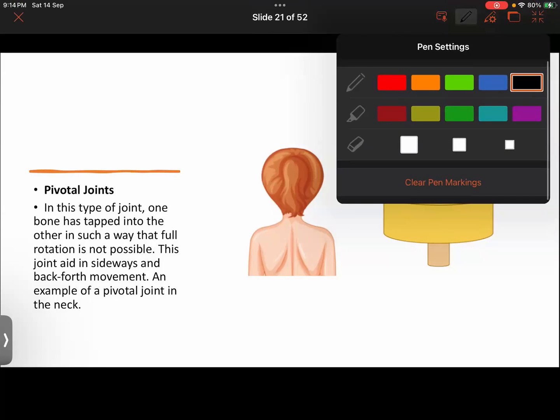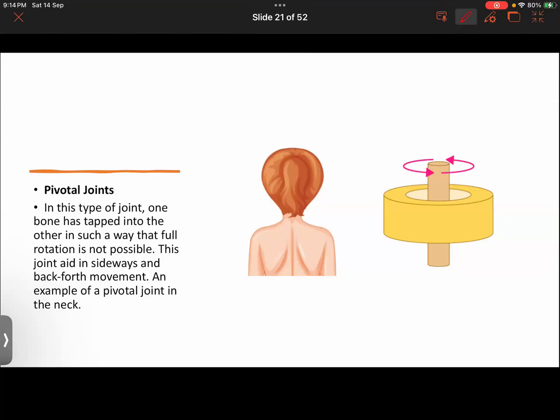Here is another diagram showing the pivotal joint or the pivot joint. Many times we use the word pivotal also. So we had learned this here. One of the bones is fitted into the other bone, in such a way that full rotation is not possible. Only sideways movement is possible.